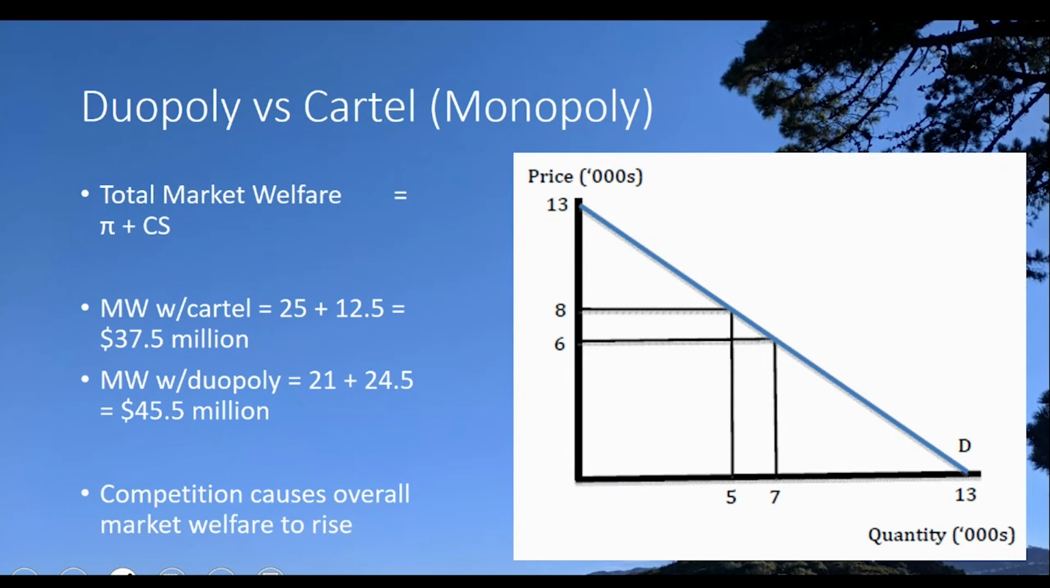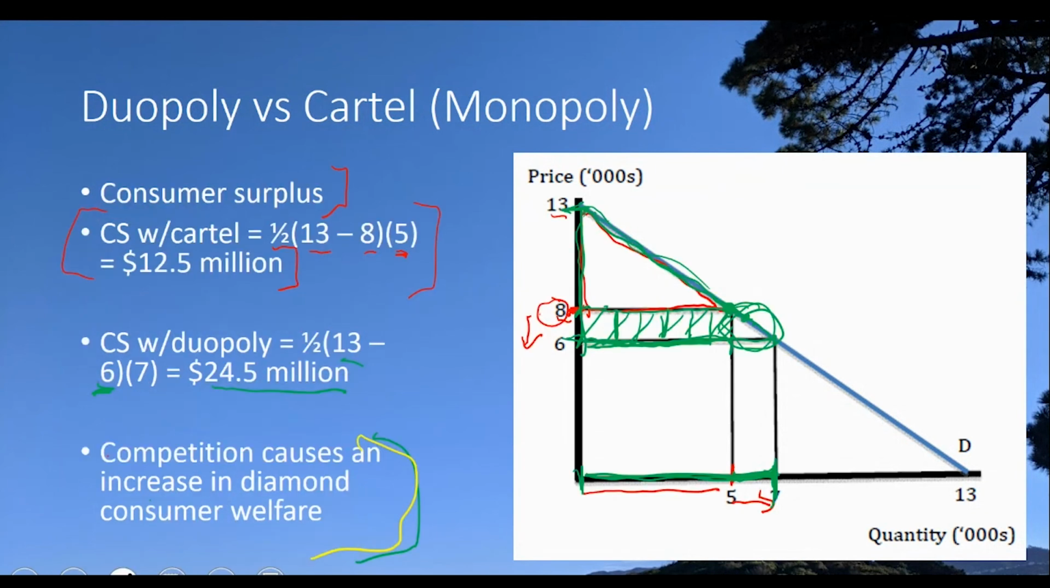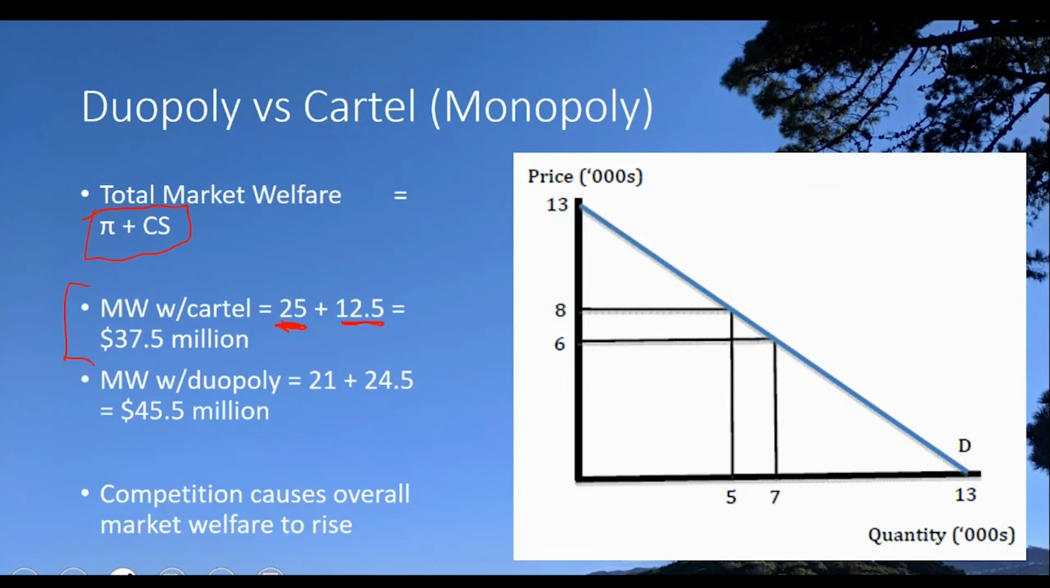Okay, so what's total market welfare? First of all, it's defined as the summation of the profits being earned by the firm or firms, plus the total amount of consumer surplus accruing to all of the consumers in the marketplace. So what is the market welfare with the cartel in place? $25 million is what the cartel was making in profits at first. $12.5 million is the consumer surplus being earned by the consumers. Add it up, and we end up with $37.5 million in welfare to the market in the monopoly case.